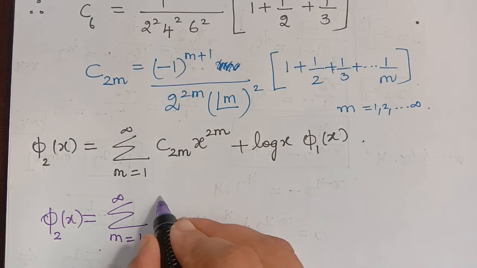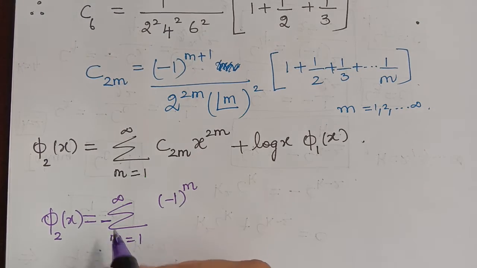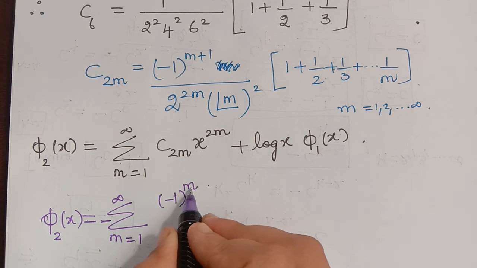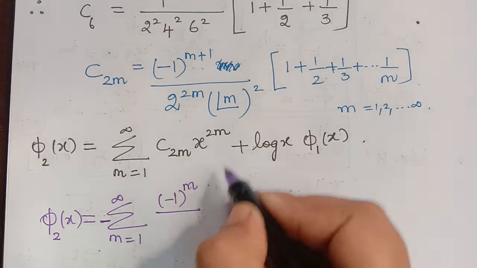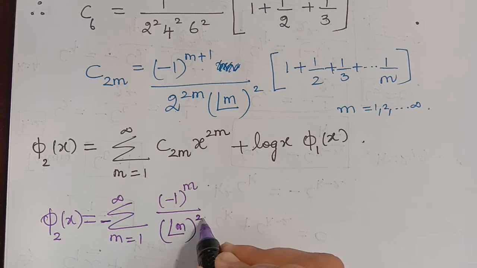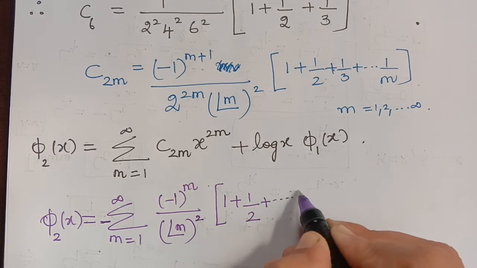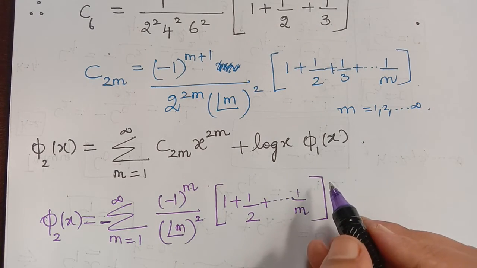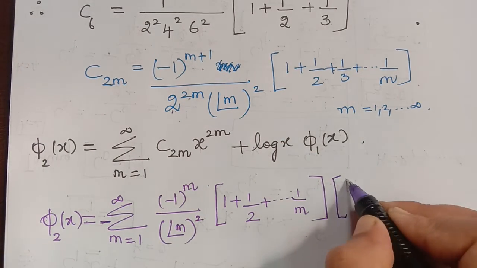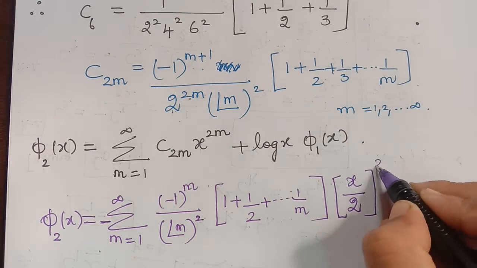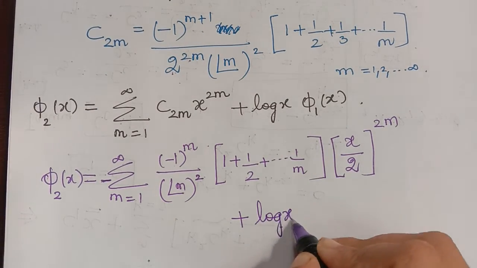On substituting c2m over here, we get the sum from m equal to 1 to infinity, where c2m is this value. Negative 1 power m plus 1 can be written as negative 1 power m, because I am taking a negative sign outside, divided by (m!)^2, and then this series 1 plus 1 by 2 plus and so on up to 1 by m, multiplied with x power 2m, and in the denominator 2 power 2m, which can be combined and written as (x by 2) the whole power 2m, and then plus log x multiplied with phi 1 of x.